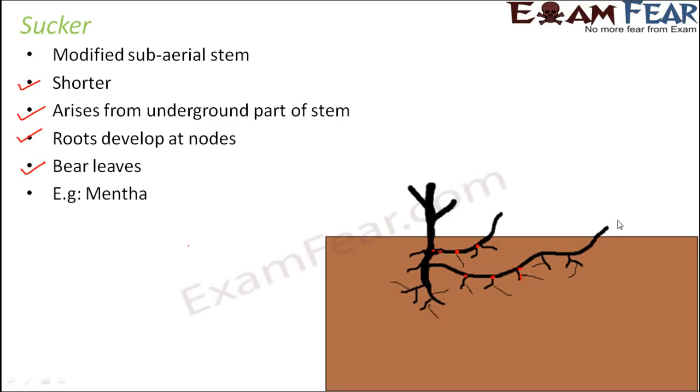So examples of plants where you can see this kind of modified subaerial stem are banana, pineapple, chrysanthemum. These are some of the examples where you see suckers.